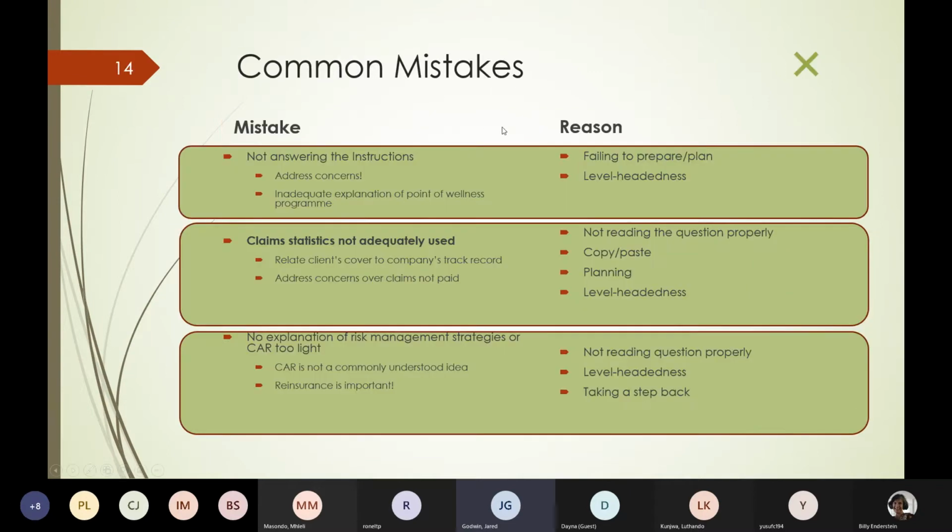So what are the common mistakes that we saw with this exam specifically? A lot of these common mistakes are universal across other exams as well, but not answering the instructions is the obvious one, right?